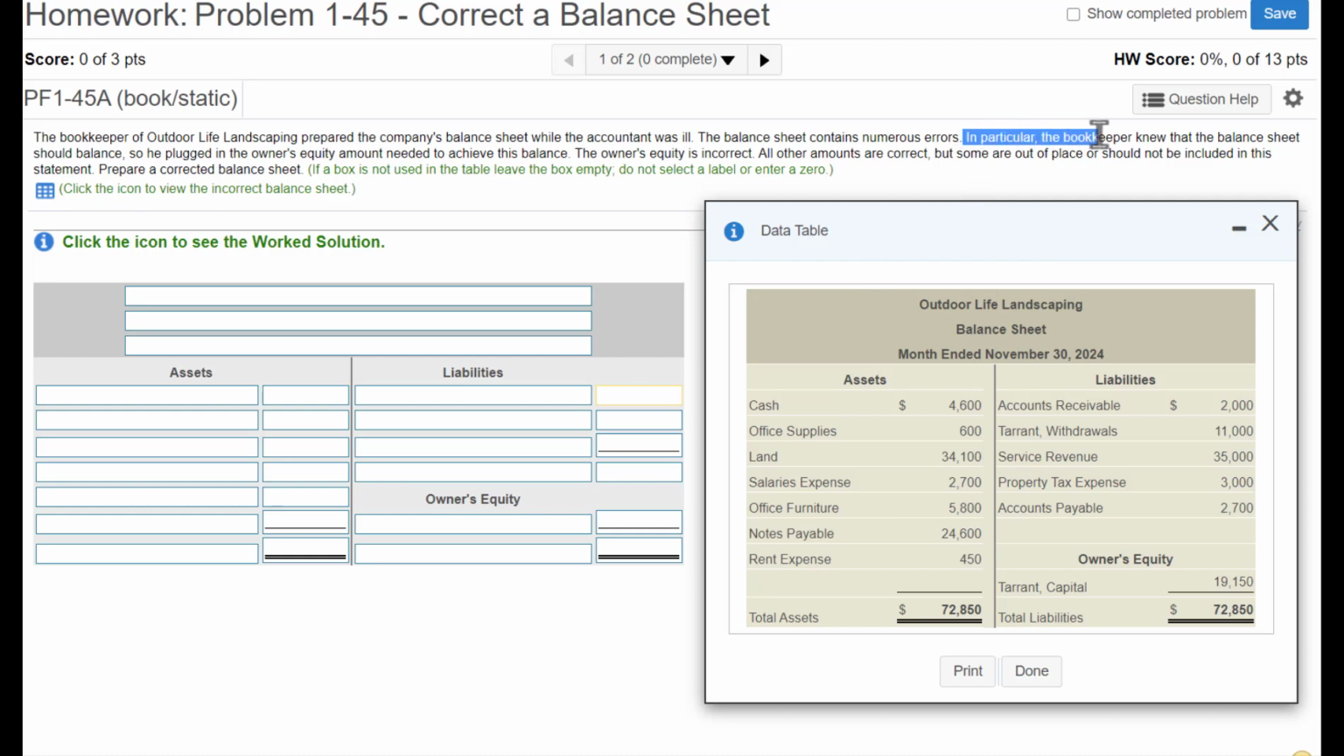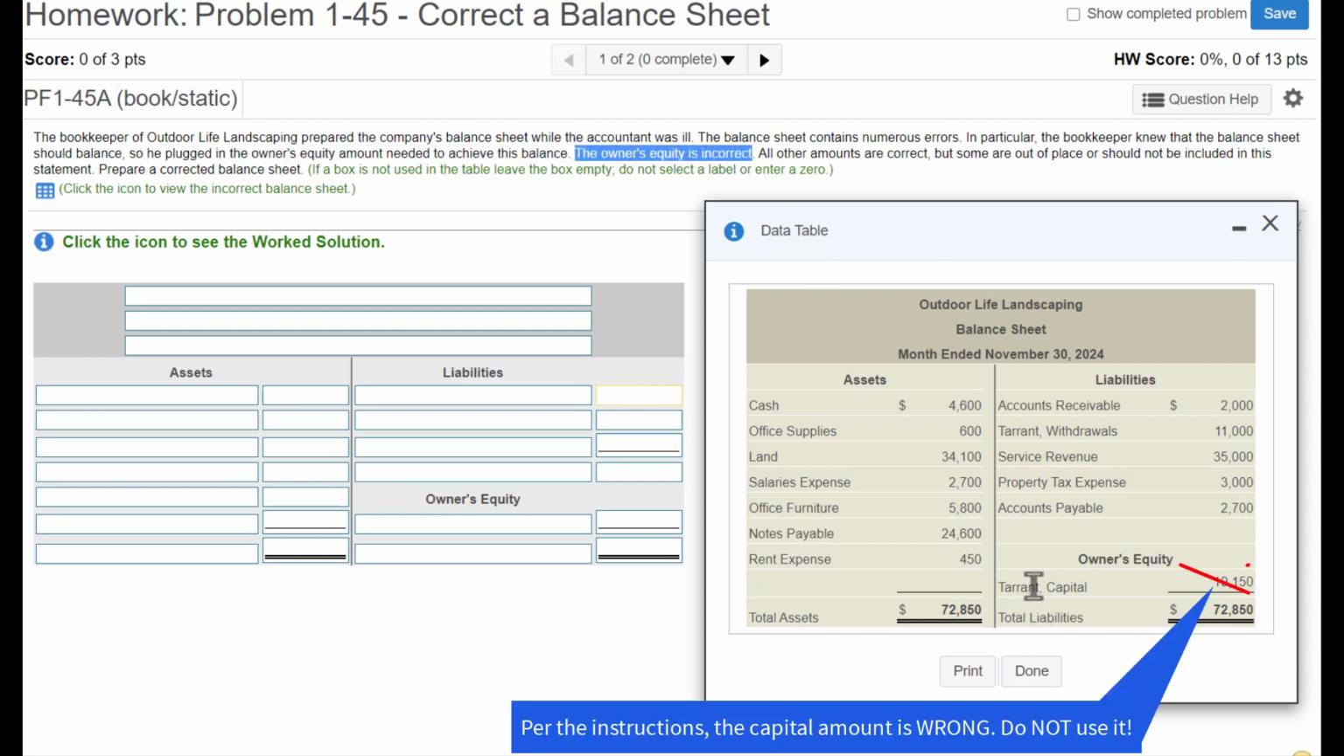In particular, the bookkeeper knew that the balance sheet should balance, so he plugged in the owner's equity amount needed to achieve this balance. Now this part is critical. The owner's equity is incorrect. So this amount here, $19,150, is just totally incorrect. We can't use that at all. All other amounts are correct, but some are out of place or should not be included in this statement.